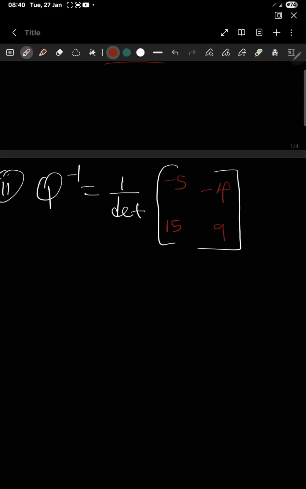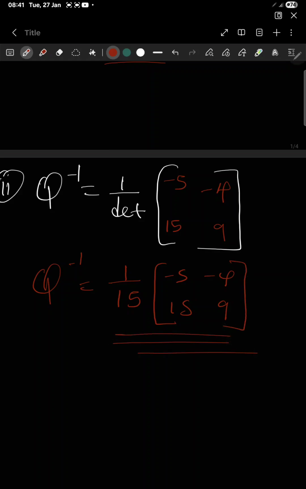So that's how you can get the inverse of any given 2 by 2 matrix. I've said you swap the numbers in the major diagonal, and those in the minor diagonal, you change the signs. If it is a positive, put it as a negative. If it is a negative, put it as a positive. So now you say, therefore, our Q inverse is equal to 1 over what is our determinant? Determinant of Q was given to be 15. So you say 1 over 15, open, negative 5, negative 4, 15, and 9. So that is going to be our final answer.